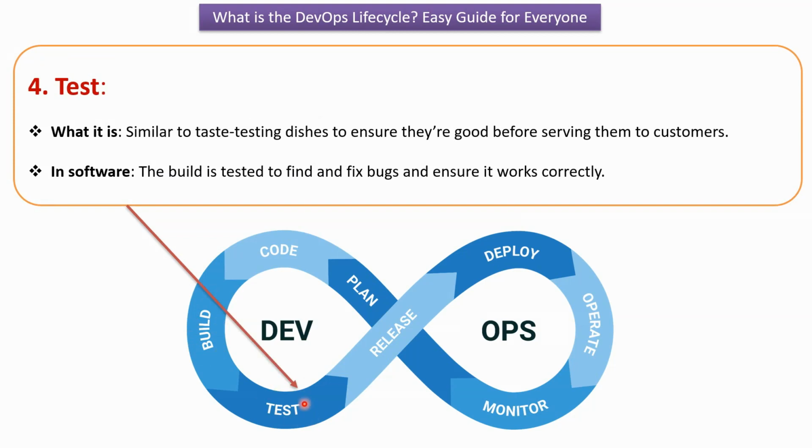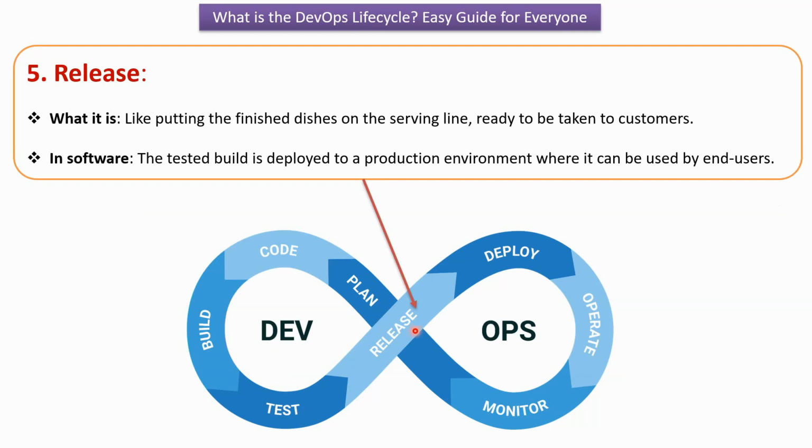The fourth step is test. It is similar to taste testing the dishes to ensure they are good before serving them to the customers. In software, the build is tested to find and fix bugs and ensure it works correctly. The fifth step is release. It is like putting the finished dishes on the serving line, ready to be taken to the customers. In software, the tested build is deployed to the production environment where it can be used by end users.